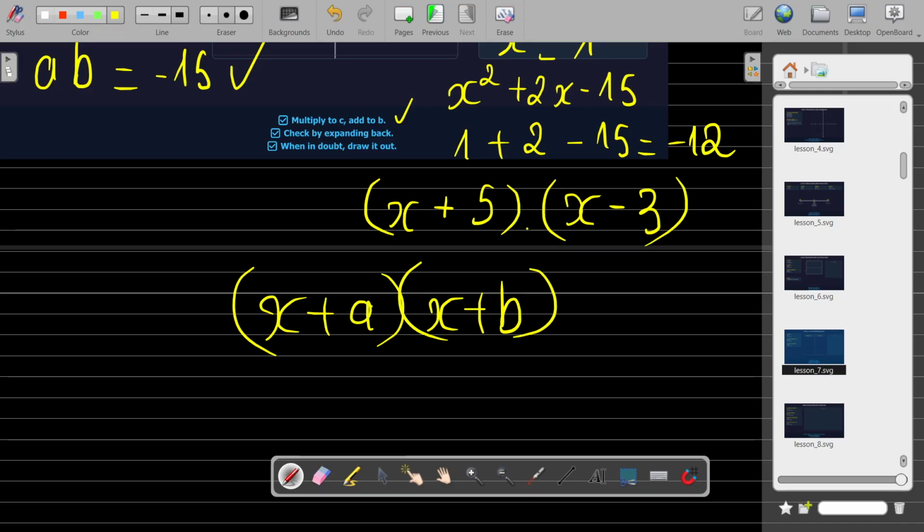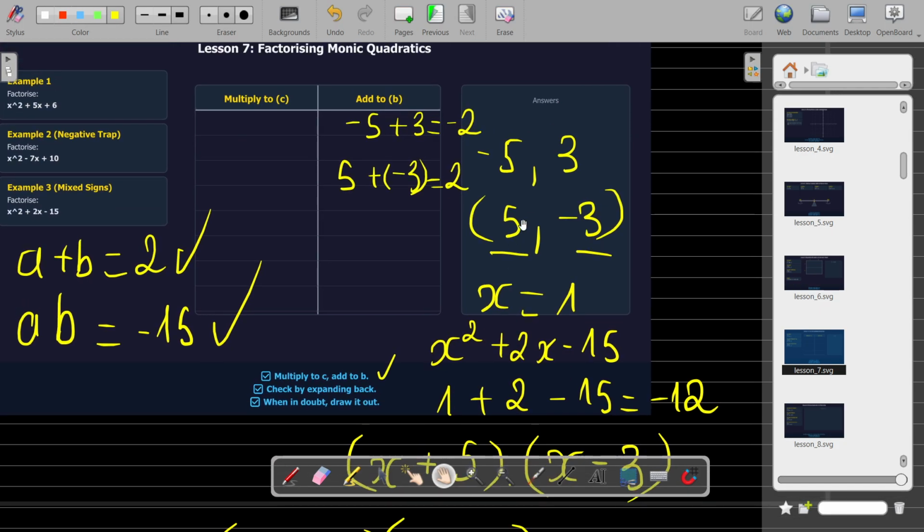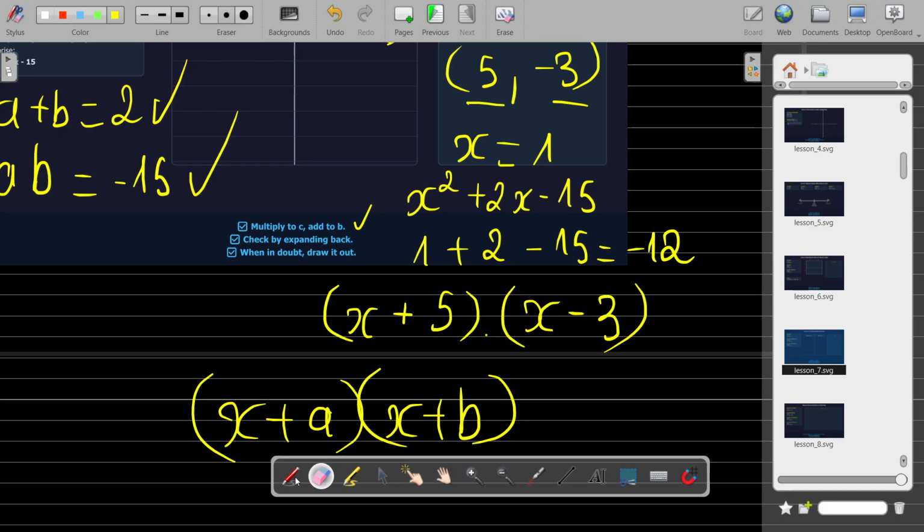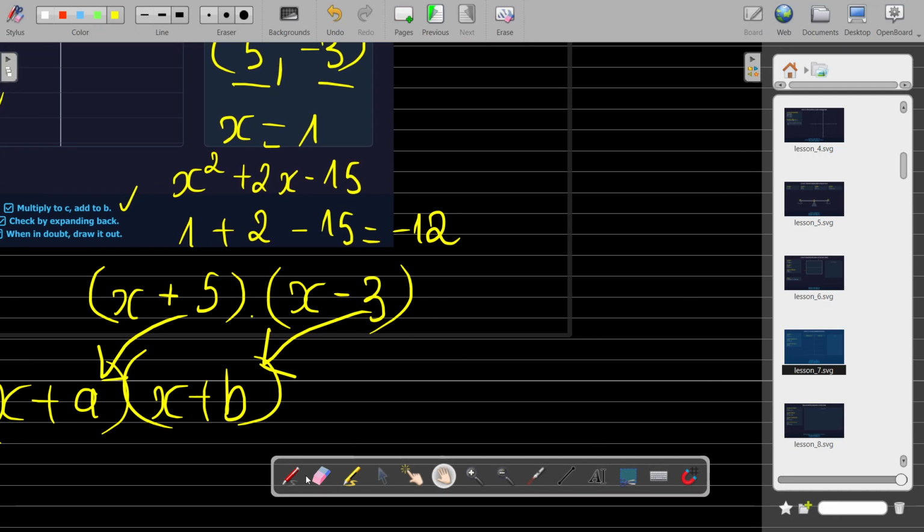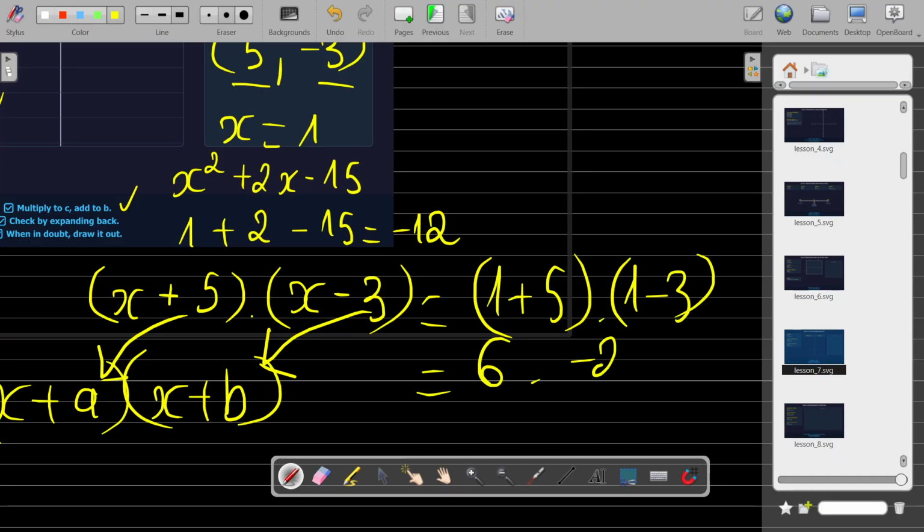We want to factorize this in some form kind of way, and so we just need to swap 5 here into a, because this is the value we found. 5 into a minus 3 into b. Now we need to swap 1 to the x here. So 1 plus 5 and 1 minus 3, we will have 6 multiplied by -2, and this should give us -12. Okay, perfect. So both sides are equal to -12 when x equals 1. That's perfect. Okay, so our checks are correct.